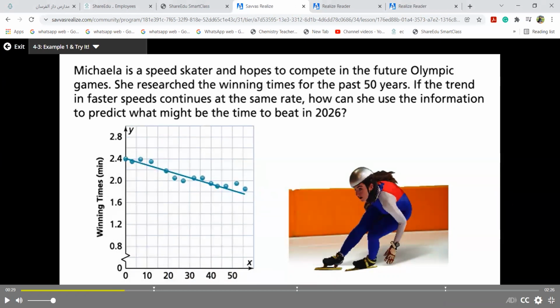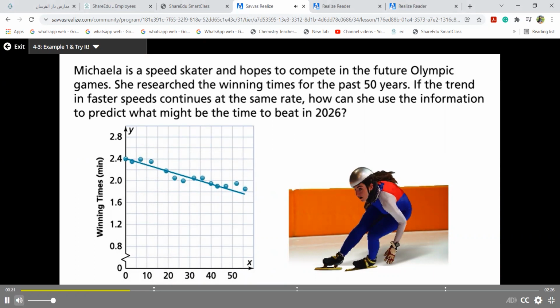What do you think, Talin? Is it decreasing or increasing? Decreasing. So when it is decreasing, what did I say yesterday? Is it positive association or negative? Negative. When it is coming down, it is negative. When it is going up, it is positive. This is what we learned yesterday.